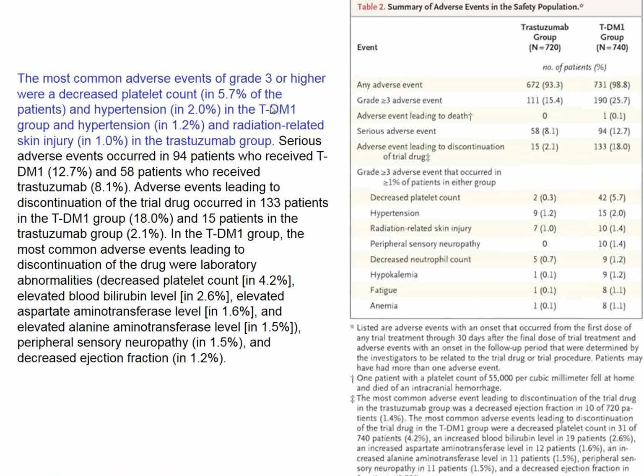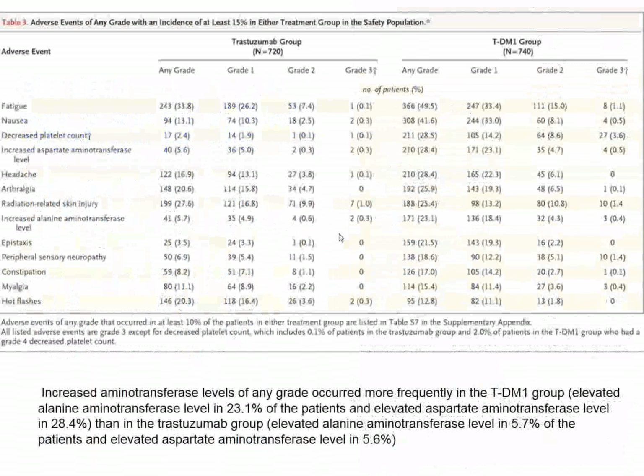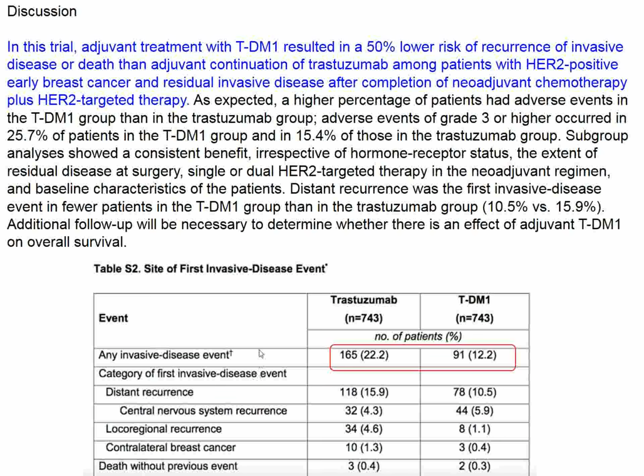Now, there are adverse events to this treatment that were increased, including decreased platelet count and the development of hypertension for reasons that don't immediately occur to me. But hypertension wasn't that big a problem, though it occurred more commonly in the combined therapy group as opposed to trastuzumab alone. There were elevations of liver enzymes, but for the most part, the authors feel that the patients were able to tolerate this treatment fairly successfully.